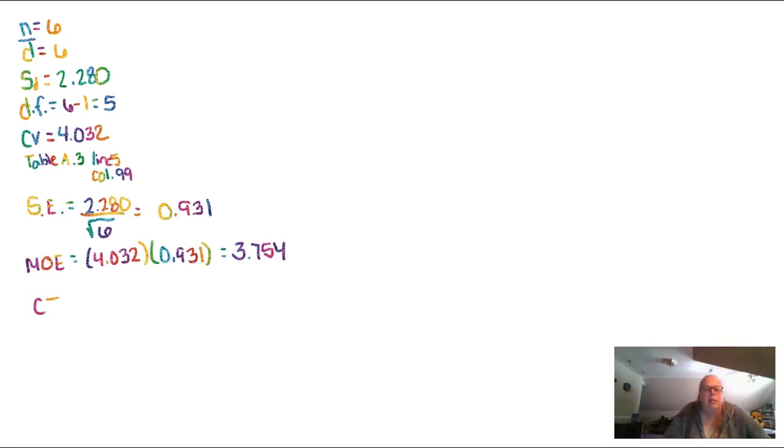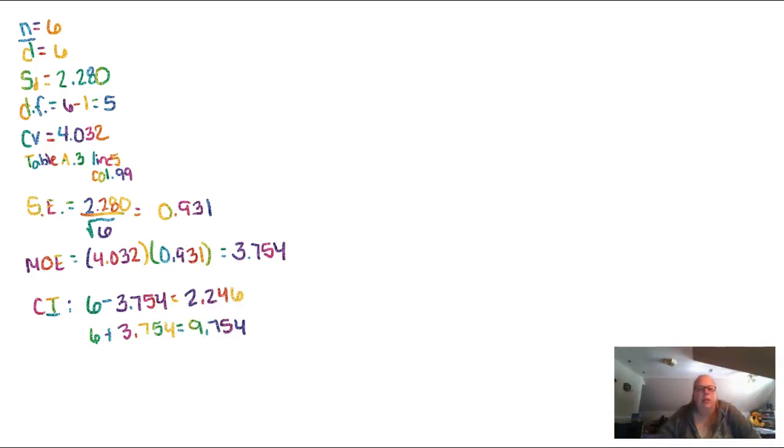And so our confidence interval is going to be the mean, which was also 6, minus the margin of error, and then the mean plus that margin of error. All right, and so this gives me a confidence interval between 2.246 and 9.754. When I report my confidence interval, I'm going to round this to the nearest whole number. So this is going to be between 2 and 10.